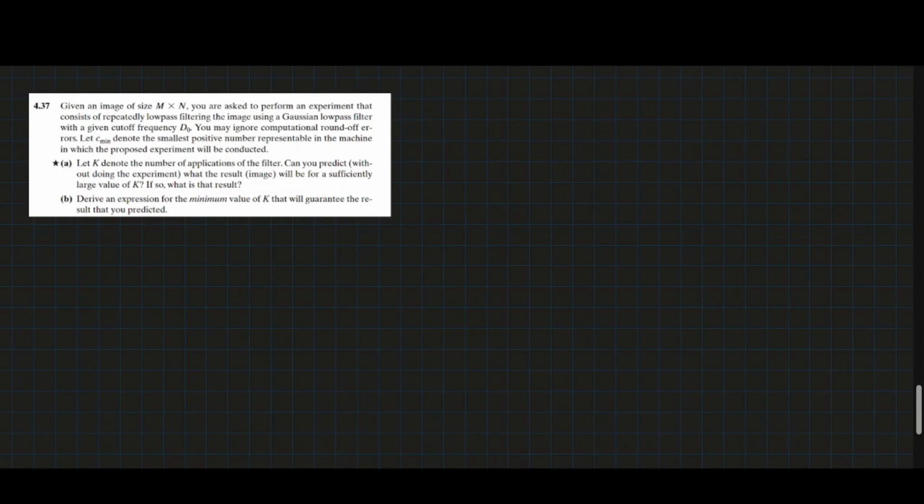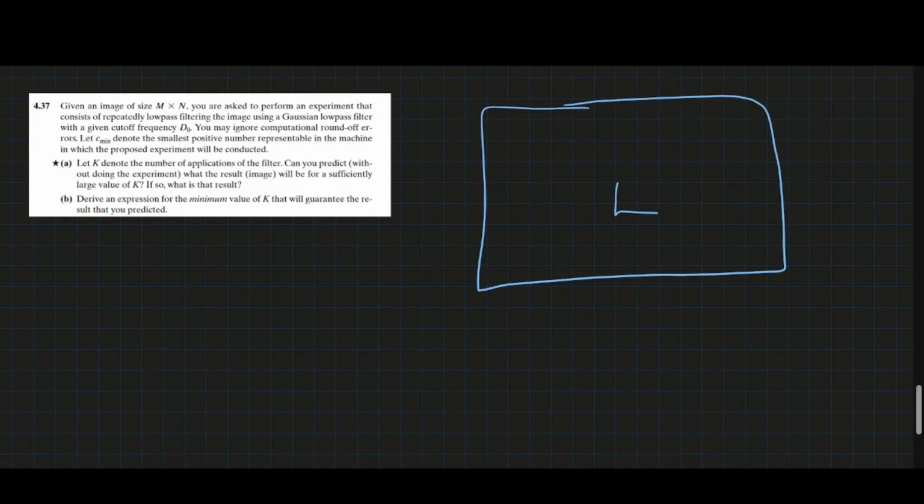Okay, so now let's move on to B. It says to derive an expression for the minimum value of k that will guarantee the result that we predicted. So basically the image becomes constant, that is, all other components except the component at the center of the spectrum have a frequency value of 0.